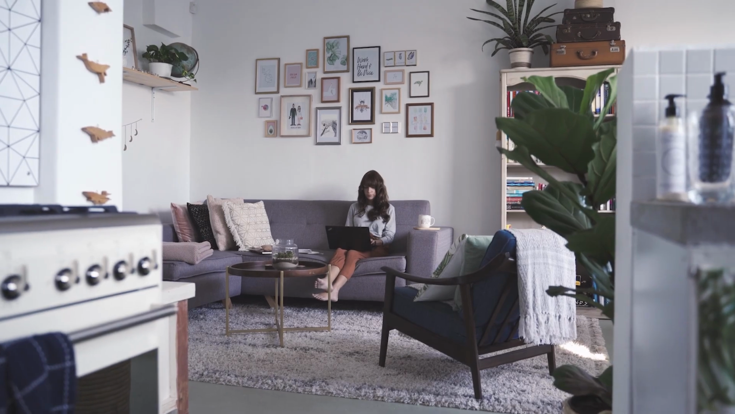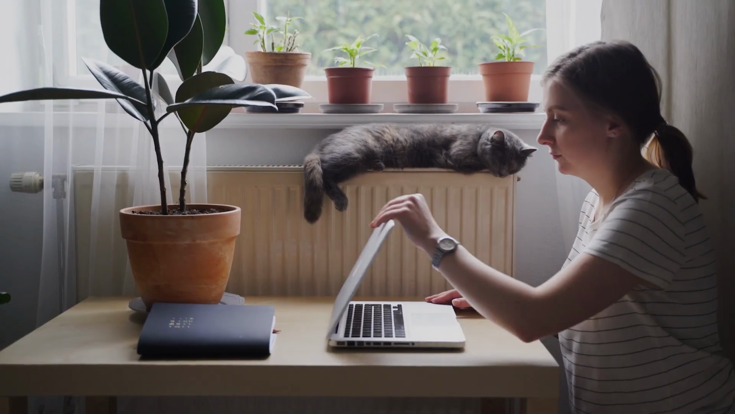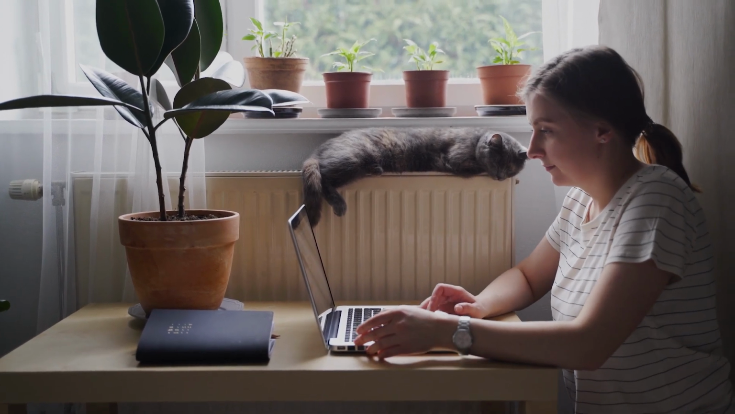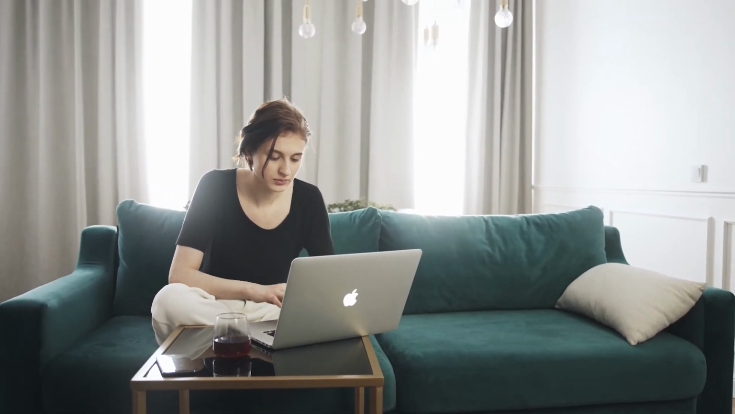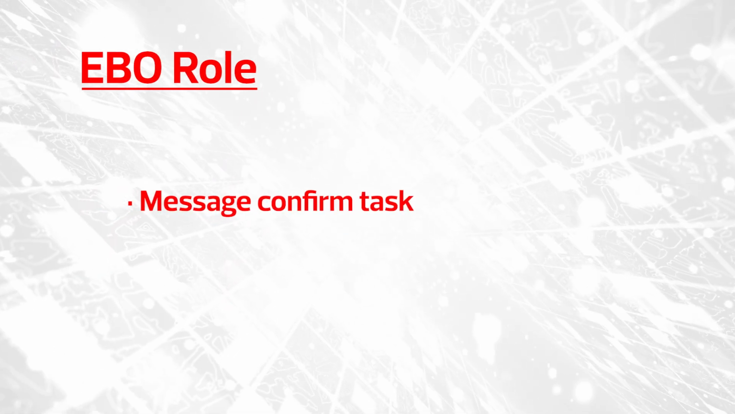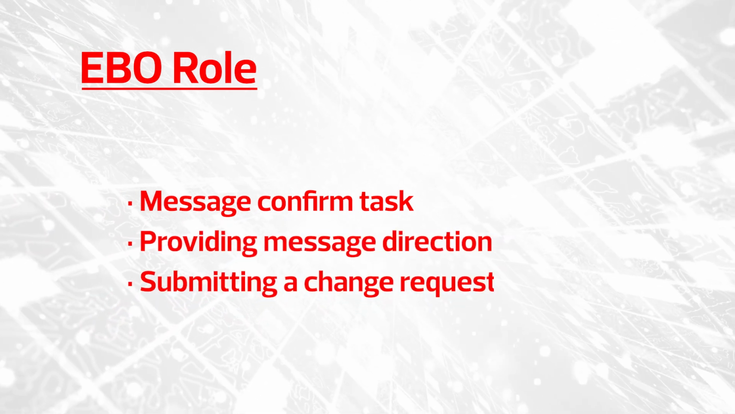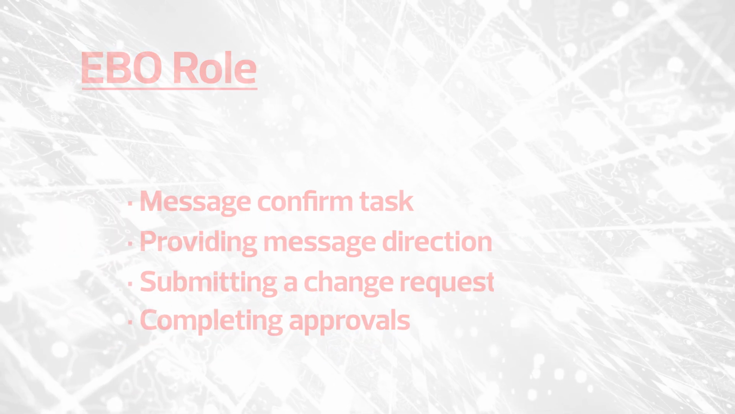Are you a seasoned execution business owner, or EBO as we like to call it, trying to understand what you need to do, or someone new to the whole process altogether? Regardless of who you are, this video is here to help explain a few major responsibilities of the EBO role and what is needed for the message confirm task, providing message direction, submitting a change request, as well as how to complete creative brief and SME approvals.